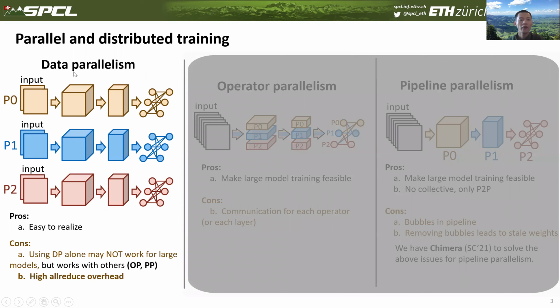But today, we focus on data parallelism. Data parallelism is easy to implement. However, using data parallelism alone may not work for large model training, simply because the model may be too large to fit in device memory. So usually, data parallelism works together with the other approaches to train large models. But data parallelism may also have high communication overhead, the Allreduce communication. This is also the issue this work, Ok-Topk, aims to solve.